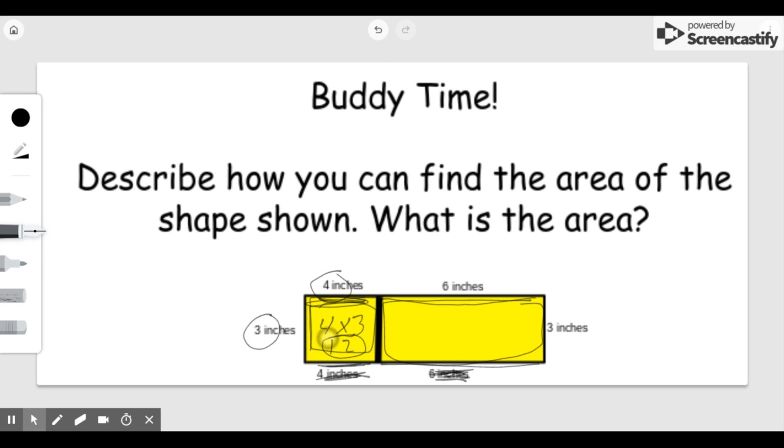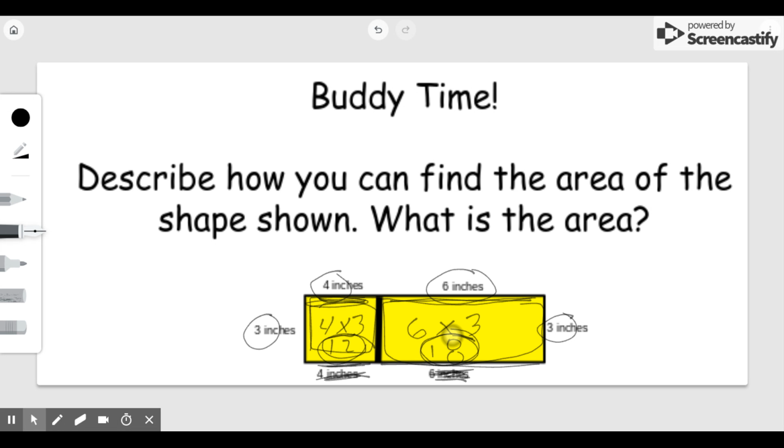Now this larger one is going to be similar. Okay, the length is going to be 6 and the width is going to be 3. So I'm going to take my length times my width, which is 6 times 3, and that becomes 18 squares. Again, I'm going to circle that so I know that that's my area. So now I know that the area of this box is 12 and this one is 18, and I want to put those together to get my total area.